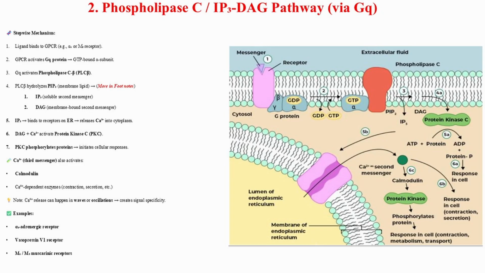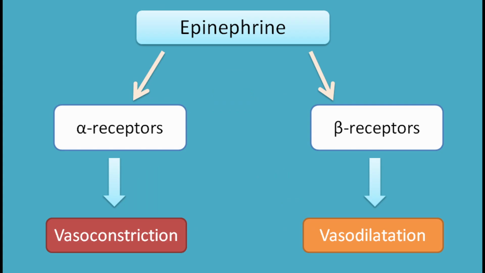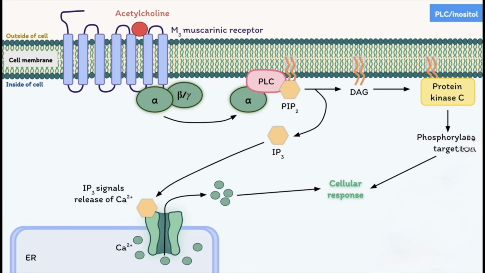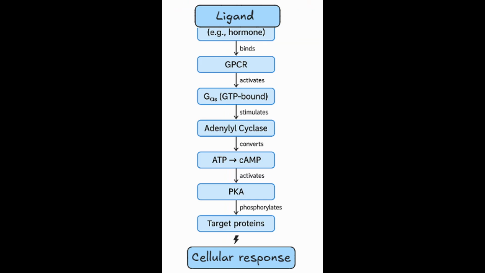The fun fact here is calcium release isn't just a flood. It can come in waves or oscillations, fine-tuning the signals to be super specific. Key examples where this pathway shines are alpha-1 adrenergic receptors, think blood vessel contraction, and vasopressin V1 receptors, and M1 and M3 muscarinic receptors, these big players in the glands and the smooth muscles. And just like that, the Gq pathway powers precision signaling across your body.